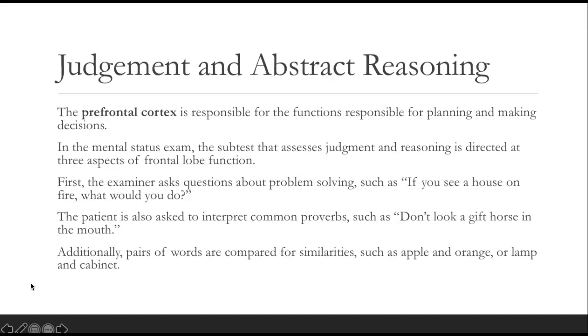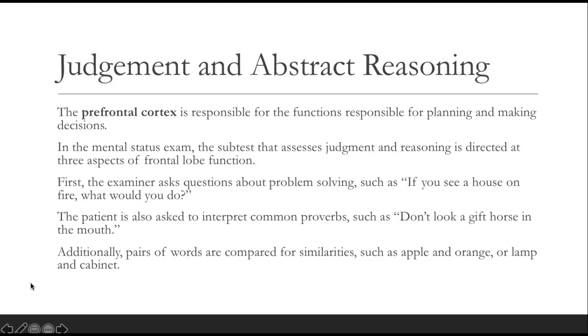The last section I want to talk about is the judgment and abstract reasoning part. And that happens in your prefrontal cortex. It's responsible for the functions of planning and making decisions. And so in order to test that in the mental status exam, the subtest that assesses judgment and reasoning is directed at three aspects of frontal lobe function. The first is the examiner will ask a question about problem solving, such as, if you see a house on fire, what would you do?